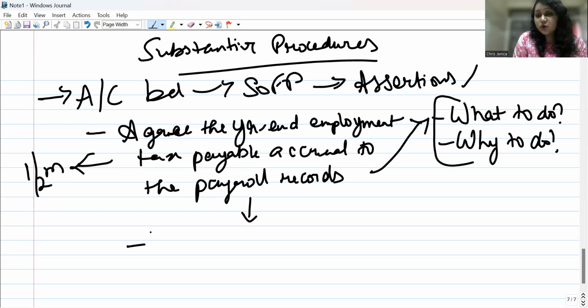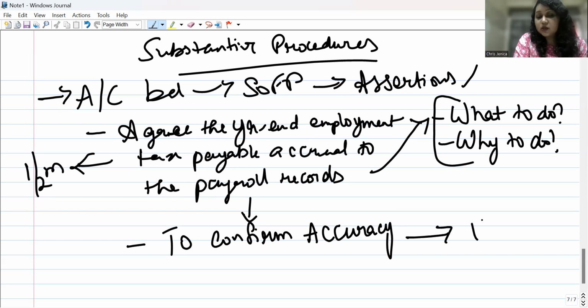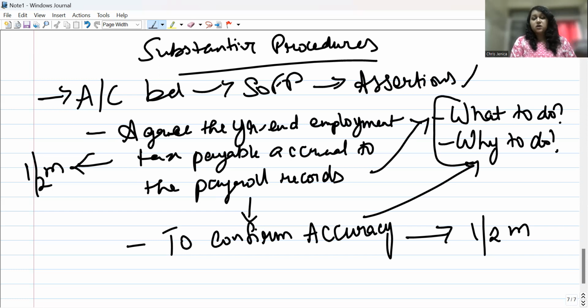Which assertion is it going to confirm? To confirm accuracy. You're basically agreeing the year-end amount, right? So it's going to be to confirm accuracy. Fine. This will earn you half a mark. So this is the why-to-do part. What you're going to do: agree the year-end employment tax payable accrual to the payroll records. Why am I going to do it? To confirm the accuracy.